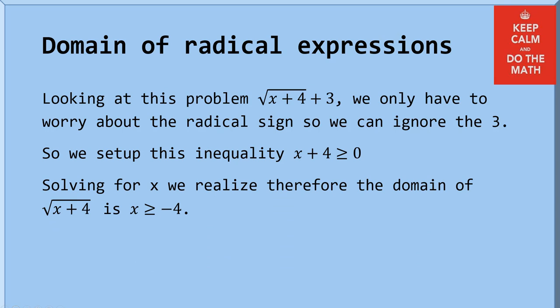Solving for x, we realize therefore the domain of the square root of x plus 4 is that x has to be greater than or equal to negative 4. So when written in interval notation, that's negative 4 to infinity.